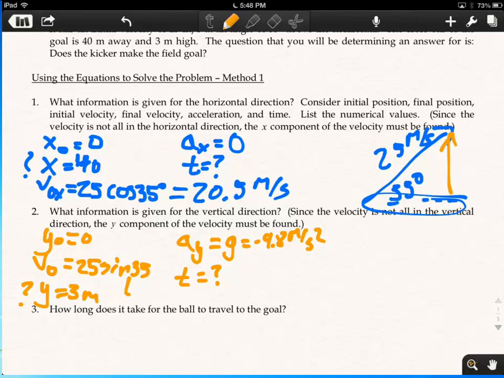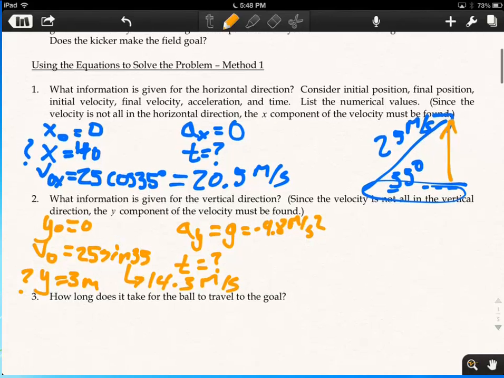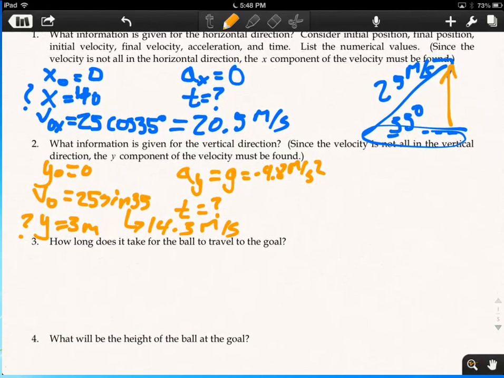Okay, so I'm going to write that 14.3 meters per second. Alright, so now I have x and y separated, and our job is to figure out how it goes. This is going to walk us through one way we could do this. First, how long does it take the ball to travel to the goal?